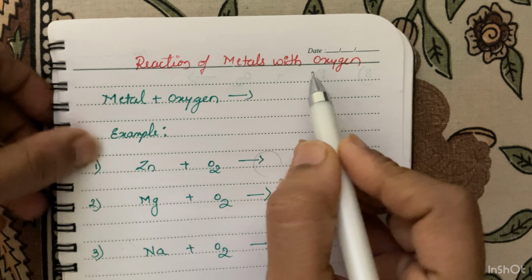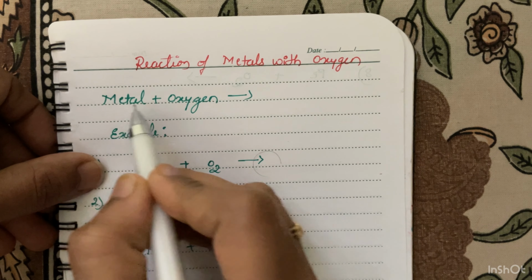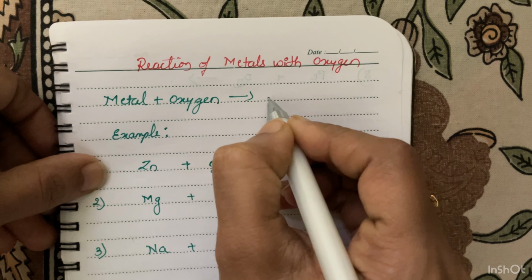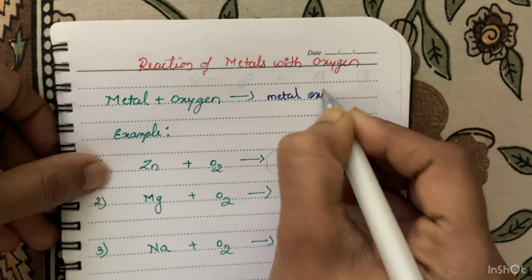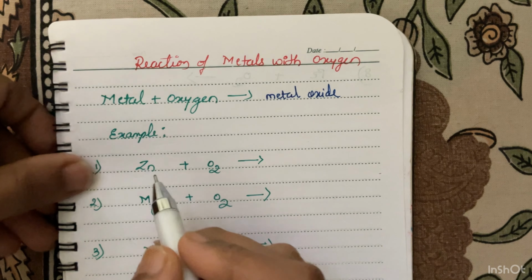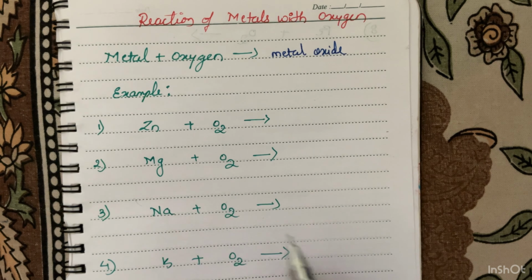Reaction of metals with oxygen. When a metal reacts with oxygen, it gives the metal oxide. Here I have written some examples.